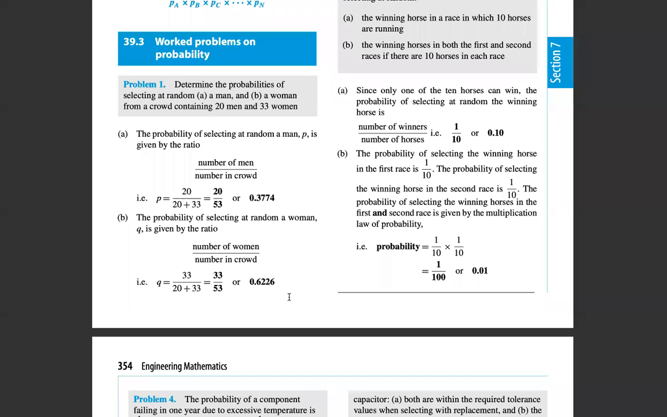Now, probability doesn't mean it's going to happen. Probability is not telling you that if I pick a person, I will get a man. It says the chance of getting a male in this group is 20 out of 53. It's a little less than 0.4. If you select a woman, there's a higher chance because more people in the group are women. So this example should make sense to you.